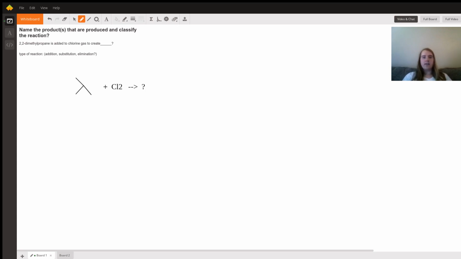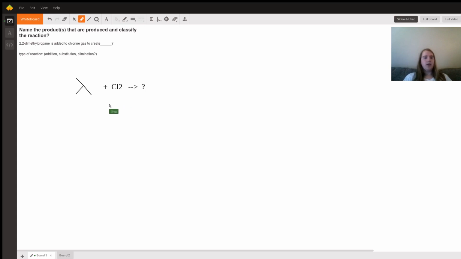You've got a simple alkane in the presence of a dihalogen, so in this case Cl2. Now typically what will happen in these reactions is some source of heat or maybe UV light, something to excite the Cl2 will be used. And the reason for that is this is a radical reaction.